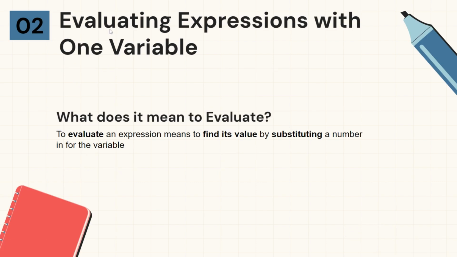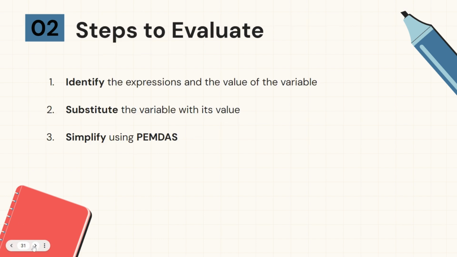Topic 2. Evaluating expressions with one variable. What does it mean to evaluate? To evaluate an expression means to find its value by substituting a number in for the variable. Steps to evaluate. Step 1. Identify the expression and the value of the variable. Step 2. Substitute the variable with its value. Step 3. Simplify using PEMDAS.